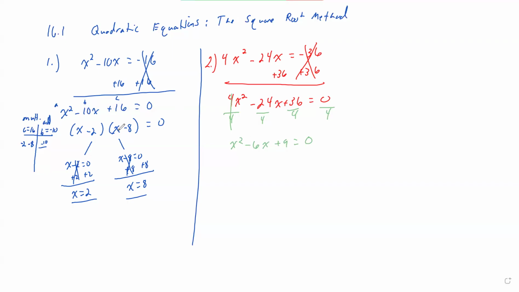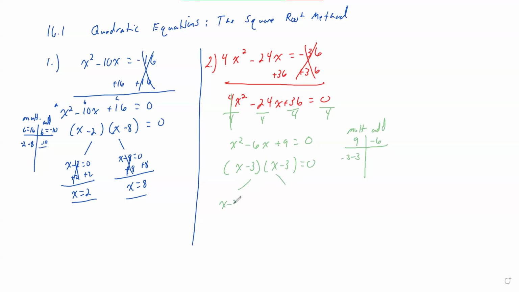All right. And then from here, we're right back to where we started on question 1. So now I can come over here, figure out I'm multiplying to 9 and adding to negative 6. What would those be? Very good. Negative 3 and negative 3. So I give you the positive 9 and the negative 6 that you desire. You write your two factors with the factors you just came up with. And then now you can set those equal to 0. But notice they're exactly the same, so you only have to do it once.